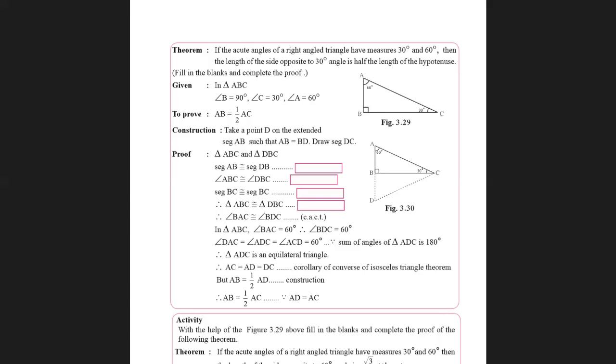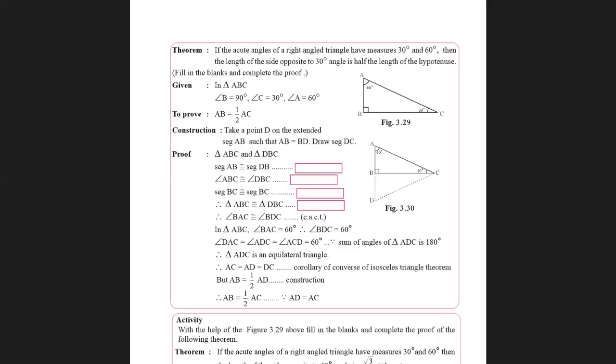So you have angle A equal to angle C equal to angle D, 60 degrees. If all three angles of a triangle are 60, what kind of a triangle does it make? It is an equilateral triangle, correct? Therefore, all three sides of the triangle are also congruent. So you have AC equal to CD equal to AD. So that's the corollary of the converse of the isosceles triangle theorem.